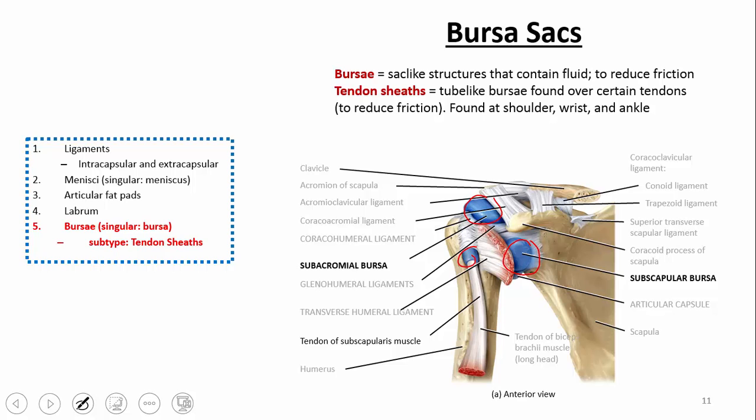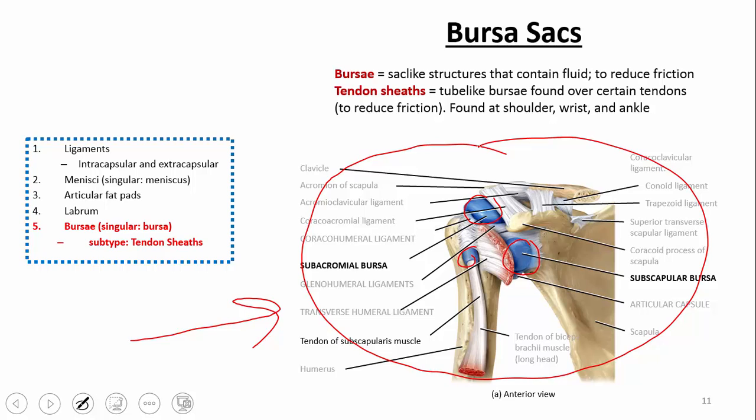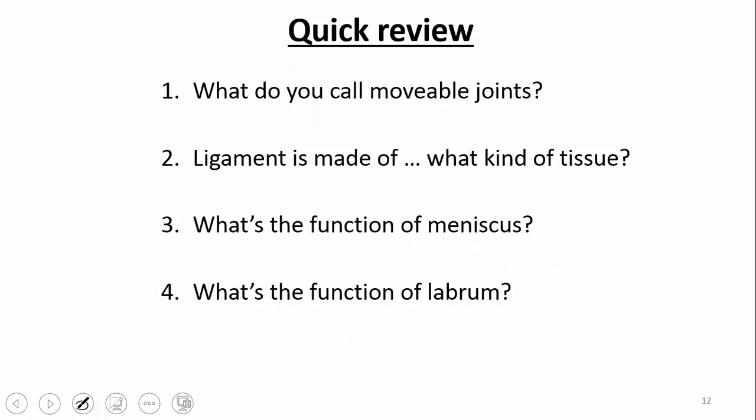But again, they're meant to reduce friction and help the joints function properly. As always on this type of lecture, all these different bursa sacs on the diagram are things we're going to tackle in lab. So you're not memorizing this chart, just keep that in mind. Really, we're focusing on what is a bursa sac and what are tendon sheaths. That's what we're looking at right here for lecture.